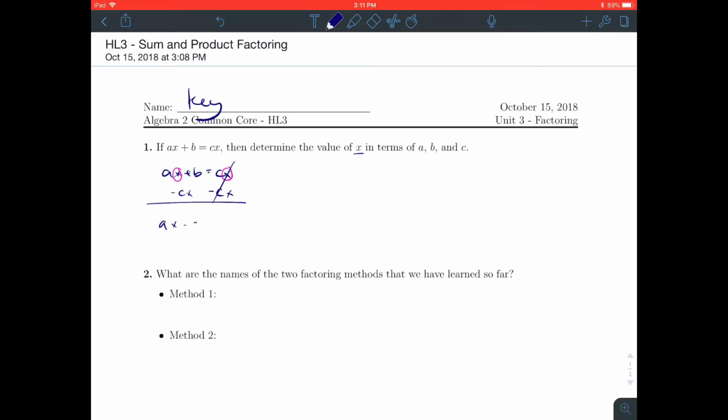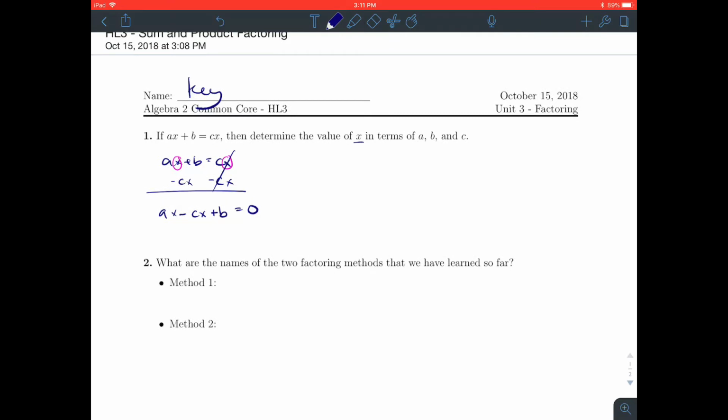That gives us ax minus cx equals b. We factor out, wow, that's a typo. ax minus cx plus b equals 0. All right, now we've got our x terms on the same side, but unfortunately we have this extra b also. So we need to move that b to the other side, so that all the terms on this side are x terms. We subtract b from both sides. That gives us ax minus cx equals negative b.